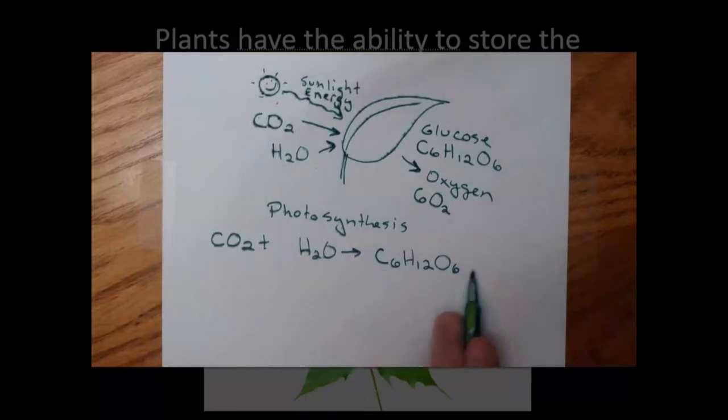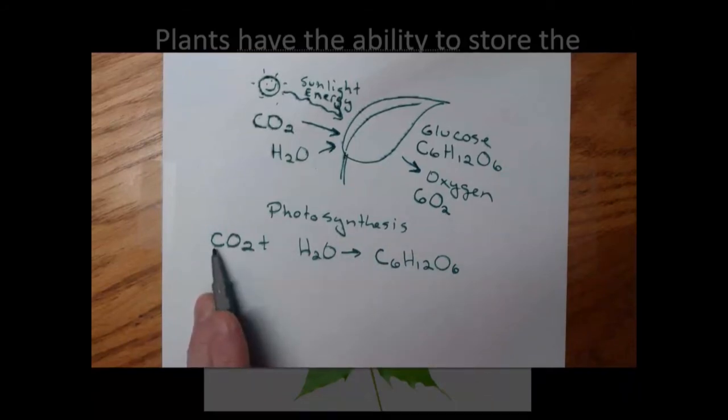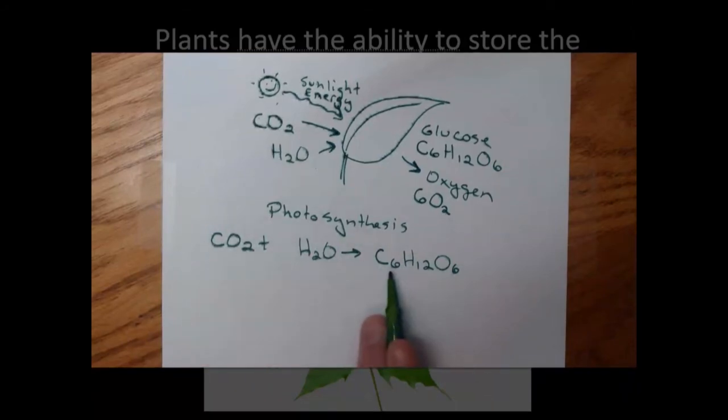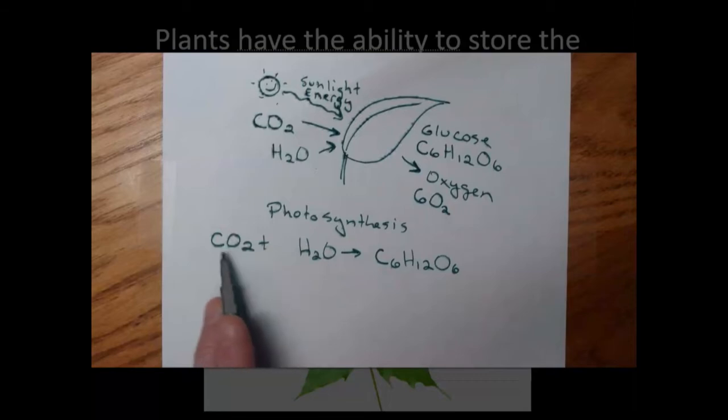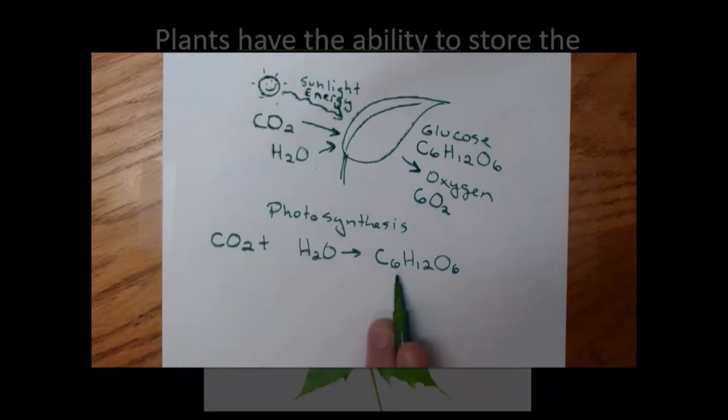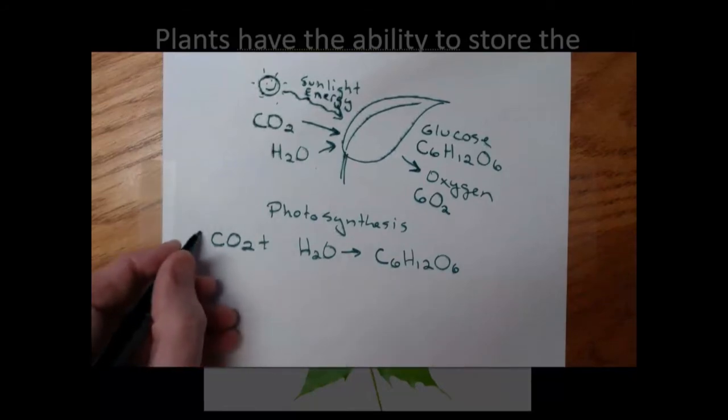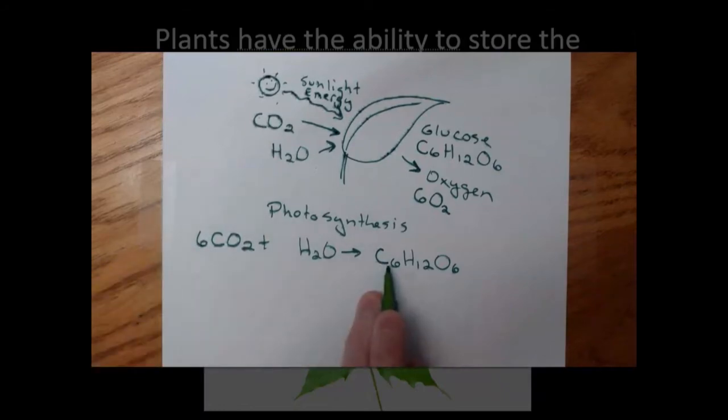You got C6H12O6. How many carbon dioxides do you need to have enough carbon to make a glucose? How many carbons do you have here? Is 6. How many carbons do you have here? Is 1. How many carbon dioxide molecules does it take to make one glucose molecule so you have enough of the carbon? The answer is 6. You need 6 carbons, therefore you need 6 CO2s.